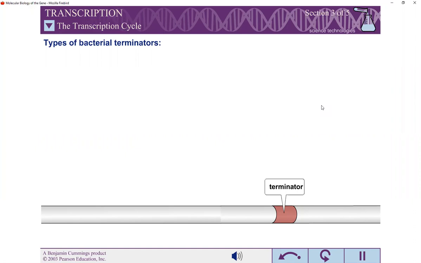Bacteria have two types of terminators, rho independent and rho dependent. Now, there are two different types of terminator sequences which are present in bacteria. One is called rho independent, another one is referred to as the rho dependent terminator sequences. Now, what do you mean by rho independent and rho dependent terminator sequences? Rho independent terminator sequences will be referred to as intrinsic termination, and this will not require another protein. Rho dependent will require another protein called the rho protein.